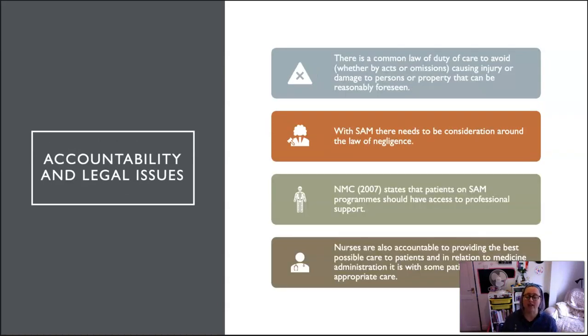When we're thinking about accountability and legal issues, we've got to think about the things that we are underpinned by. And obviously our duty of care is to avoid, whether by acts of omission or by acts of commission, causing injury or damage to a person or property that can be reasonably foreseen. So with self-administration of medication, there needs to be a consideration around the law of negligence.